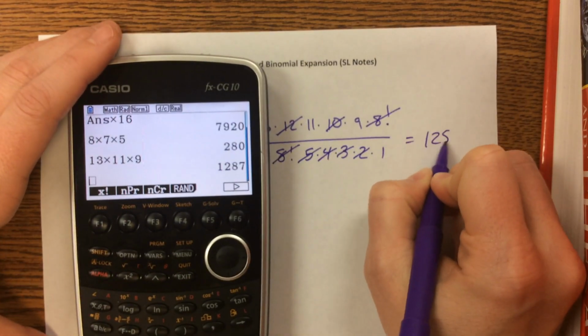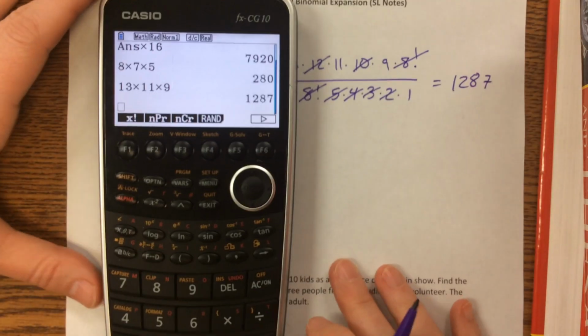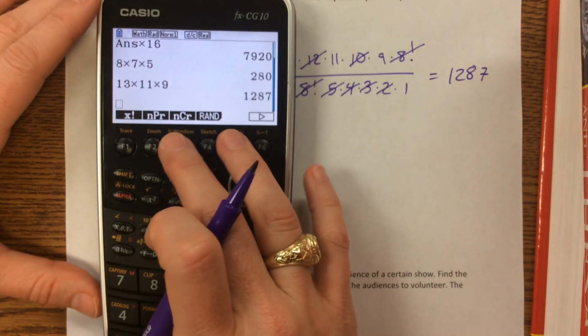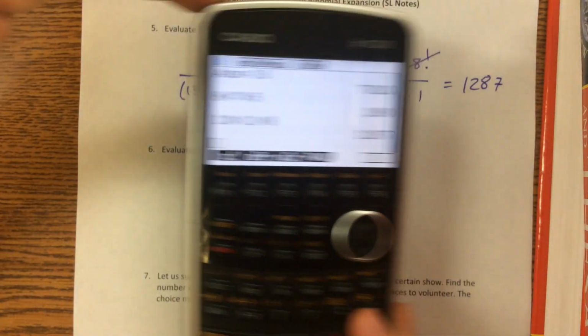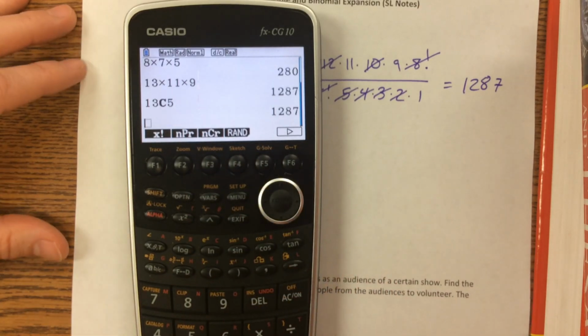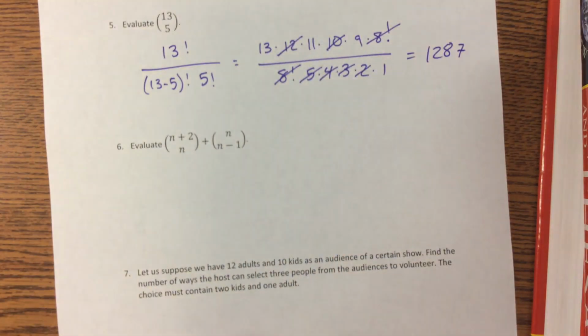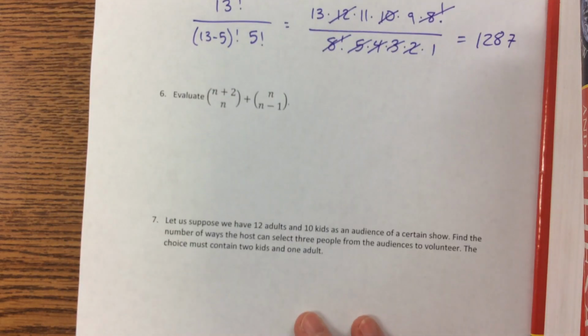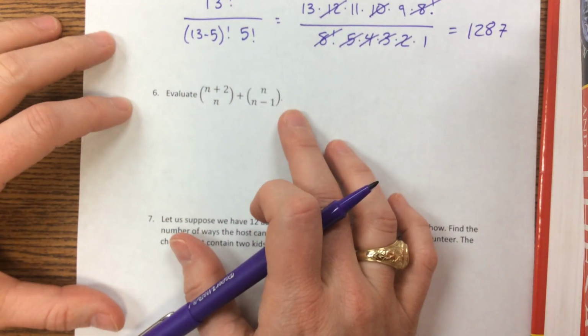And we can also let our calculator do that for us. So it was 13 choose 5, and that's that same value. But here is why we need to make sure we know how to do it by hand.